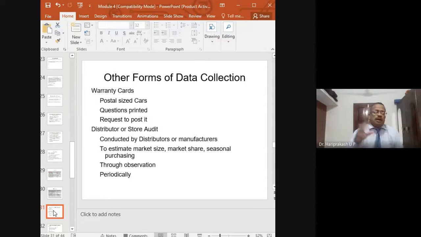Okay, so these warranty cards are postal sized cards. I don't know how many of you have seen a postcard by the government, Indian Post Office. There is something called a postcard, right? The height may be about 3 inches, and the width may be about 4 inches or 5 inches.